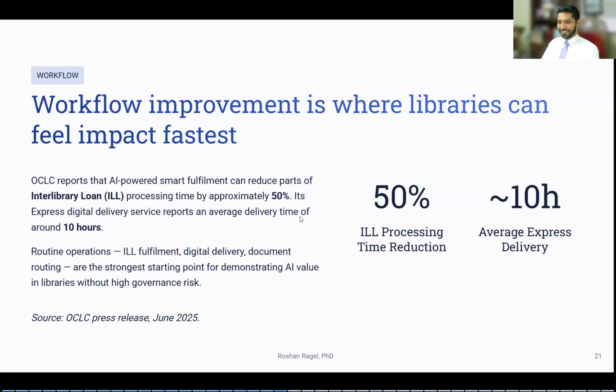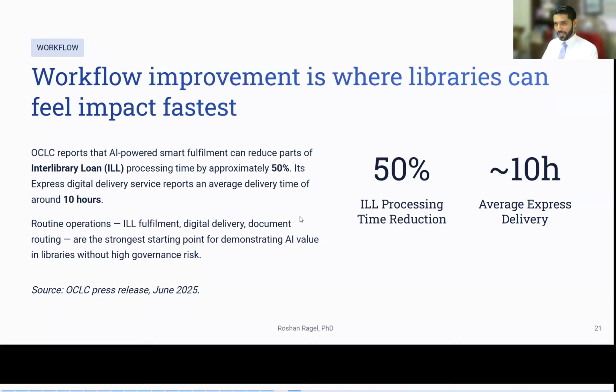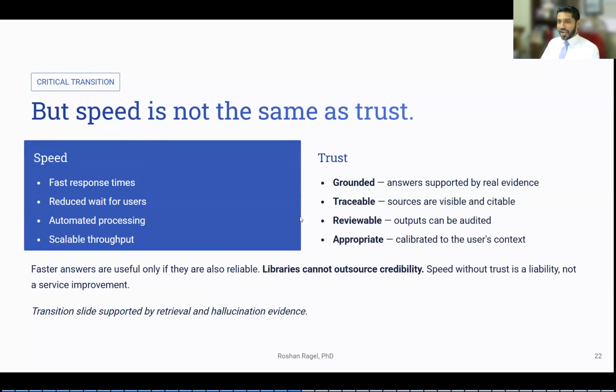I'm not experienced with these numbers, but I'm taking them from different reports. This is coming from the OCLC report, and they talk about interlibrary loans, and now the numbers have come down by half, from 20 hours to 10 hours, because of all the improvement in the workflow, particularly with digital transformation and artificial intelligence and data coming into the picture. So this transition means that we can now do things faster, but faster is not the point here, right?